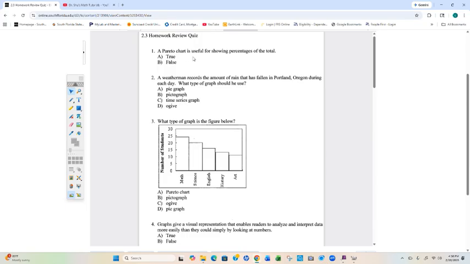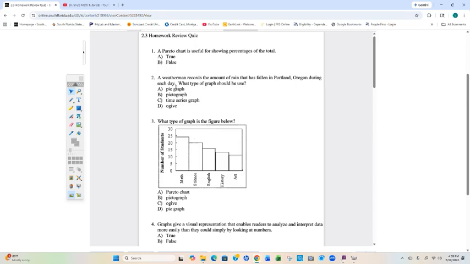First one, number 1, a Pareto chart is useful for showing percentages of the total. A is true, B is false. Okay, so pause and think about it. All right, for this one, if you answered false, you are correct. When you're dealing with percentages, you should be using a pie graph.